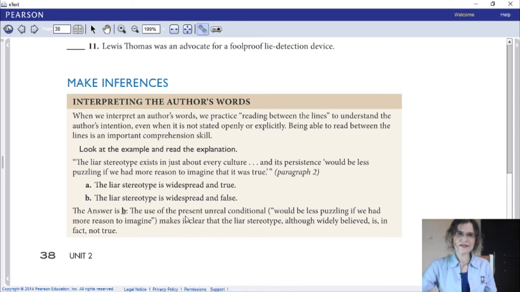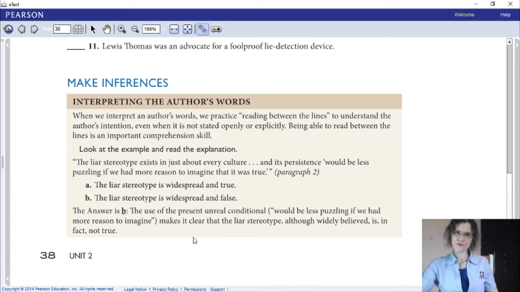Okay, look at the example and read the explanation. The liar stereotype exists in just about every culture, and its persistence would be less puzzling if we had more reason to imagine that it was true. Paragraph 2. A. The liar stereotype is widespread and true. B. The liar stereotype is widespread and false. Now, the answer in this case is B.